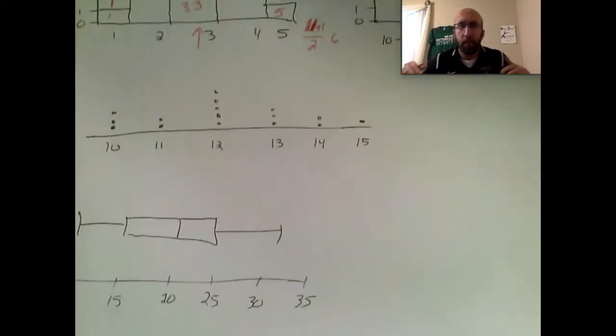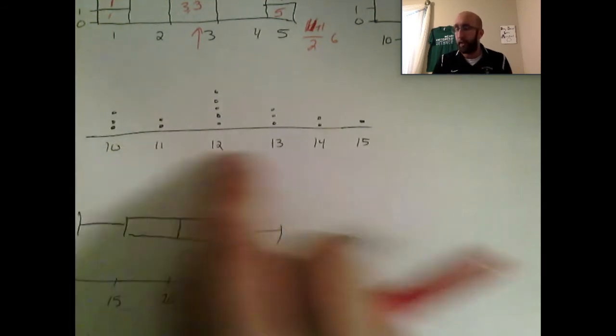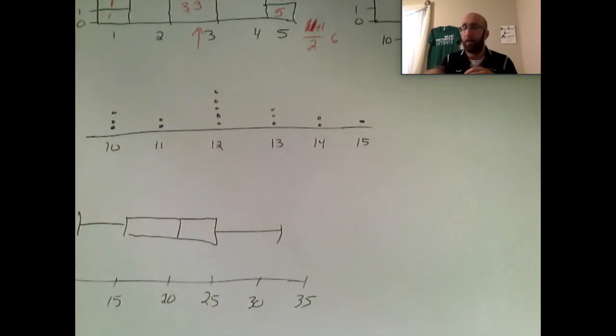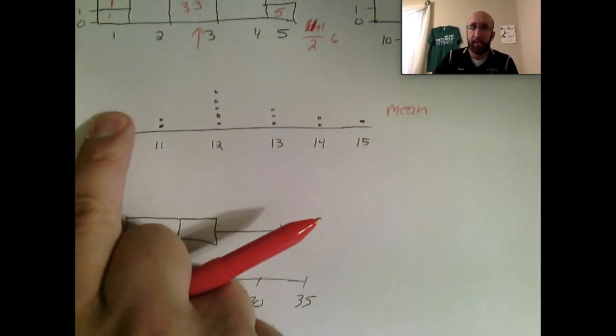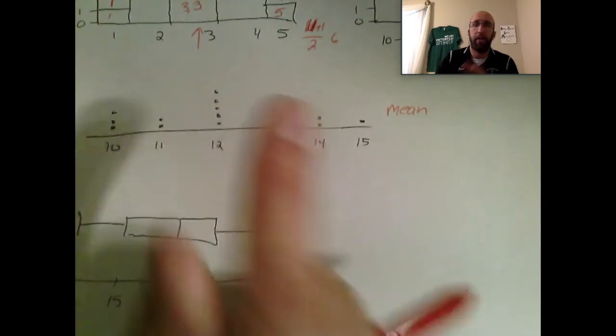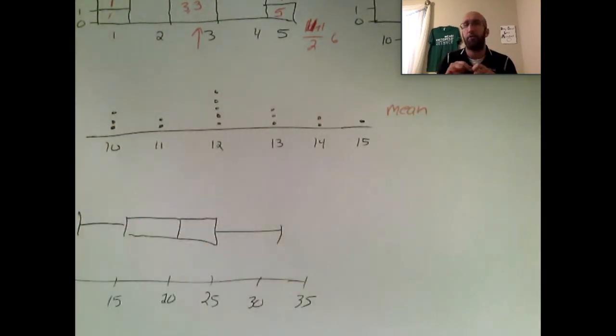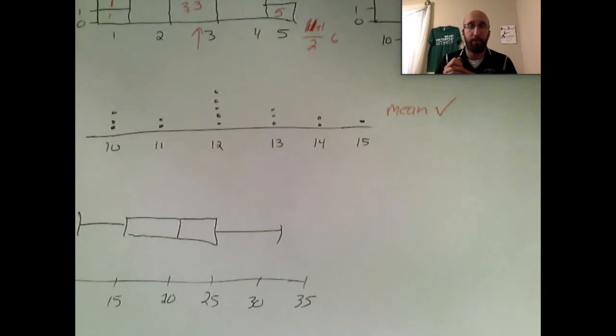So last 2 graphs, dot plot. For this one, we can see, because of individual values, we can calculate a mean here if I wanted to. I know I have a 10, a 10, and a 10, an 11 and 11, a 12, a 12, a 12, a 12, a 12, a 13, 13, so on and so forth. So I could take each of those numbers, do 10 plus 10 plus 10 plus 11 plus 11 plus 12 plus 12 plus 12. I could add all those up. I could totally calculate a mean there to find the center.